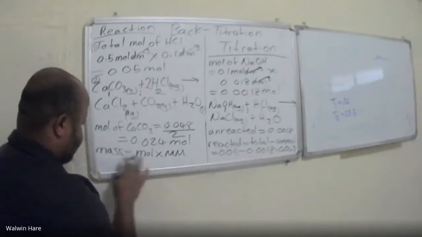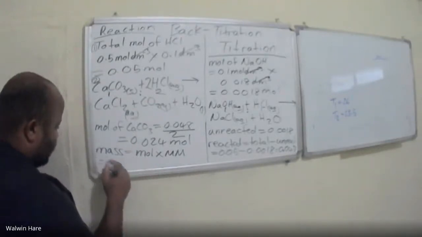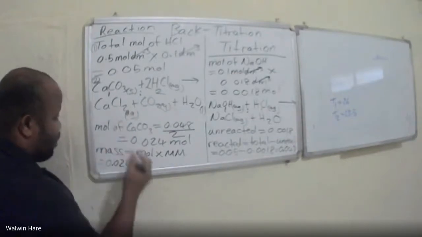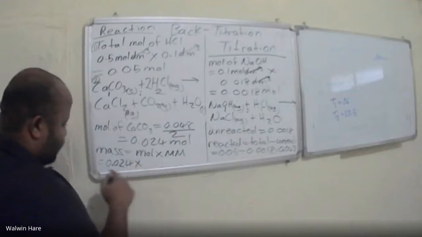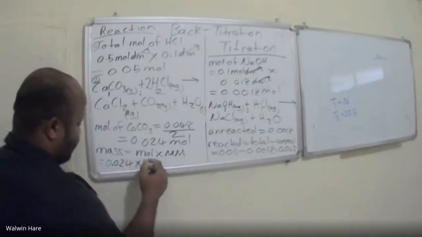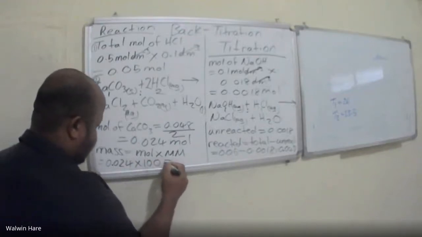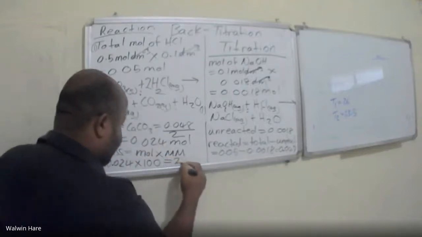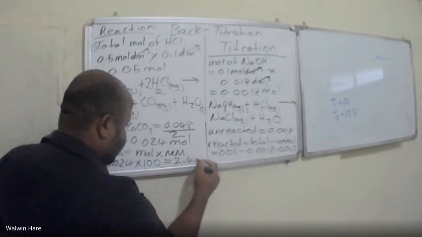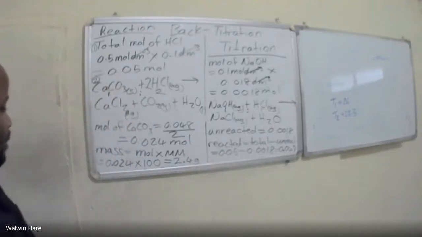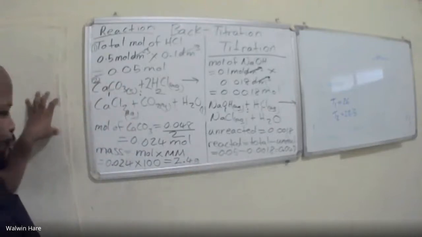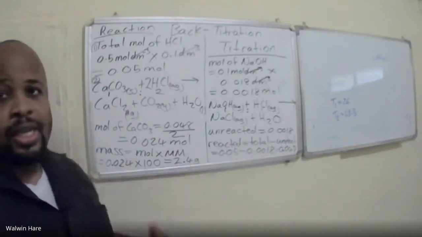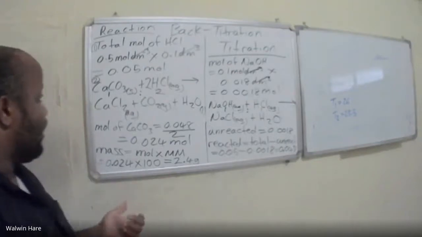So it would be 0.024, and the molar mass for calcium carbonate is 100. So 0.024 times 100, and that will give you 2.4 grams. All right. So in the 3-gram sample, 2.4 grams of it is actually calcium carbonate.